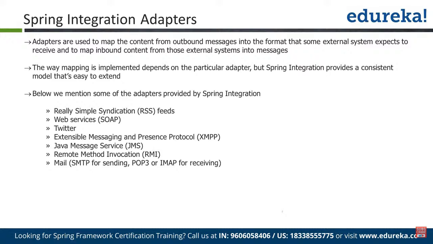Then we have remote method invocations and mail. Mail can be on SMTP, POP3 or IMAP protocol. So these are some of the forms of adapters which Spring uses in the form of Spring Integration to communicate with external systems. This support is provided by the Spring Integration API.